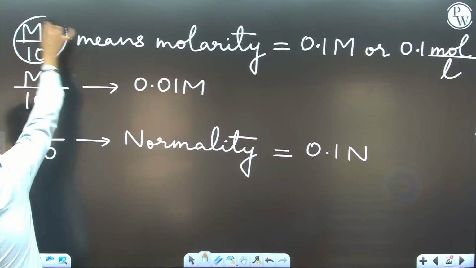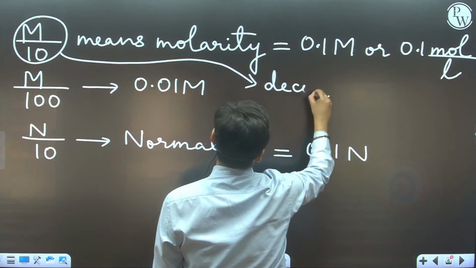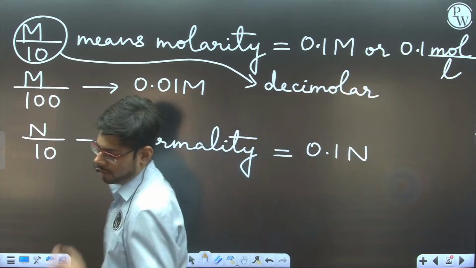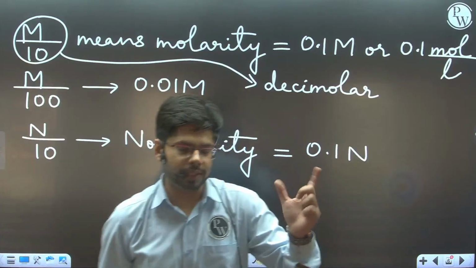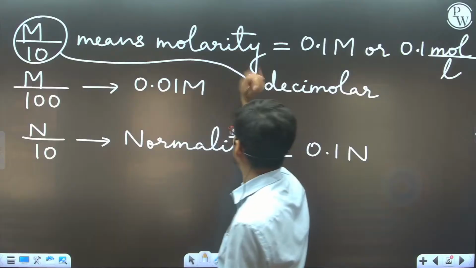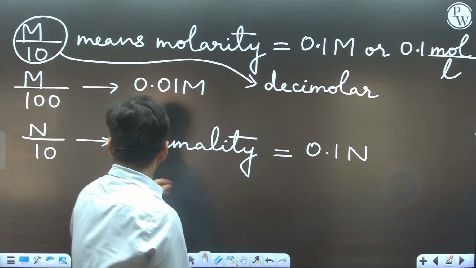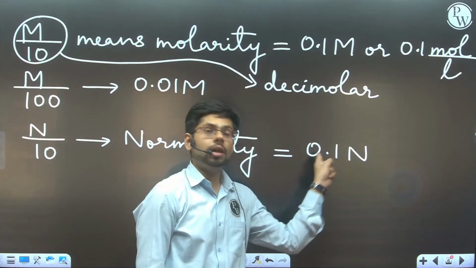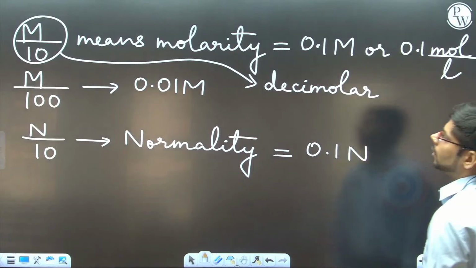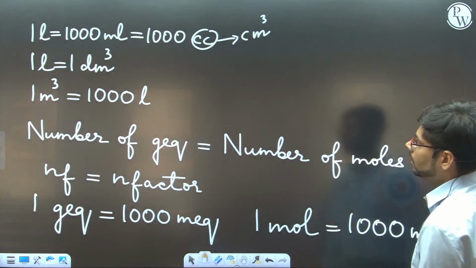This is also called decimolar. Means if I come across a sentence of this sort, a decimolar solution, that means the molarity of the solution is 0.1 moles per liter. Similarly, decinormal, this would mean decinormal. All right. So these are common.